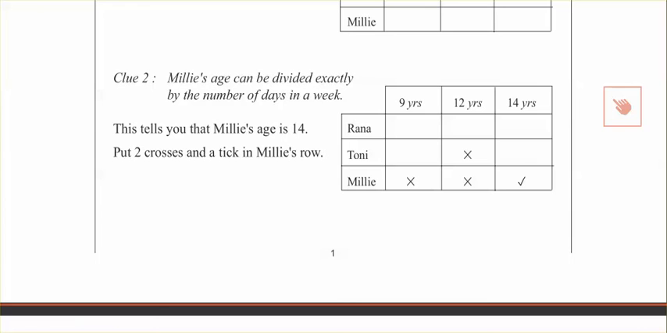Then we've got the second clue: Millie's age can be divided exactly by the number of days in a week. How many days in a week? 7. What numbers divide by 7?